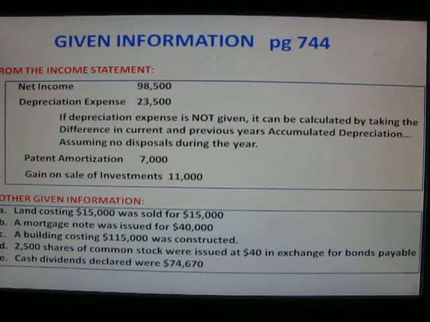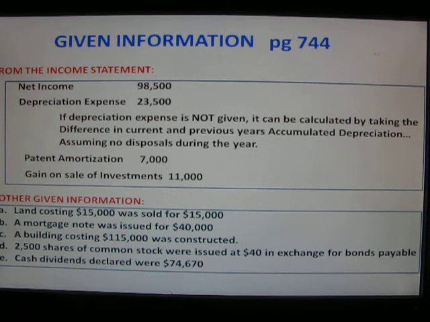Then search the income statement for your depreciation and amortization expense. You should see that there: depreciation of $23,500 and amortization of $7,000. The next thing you need from the income statement are any gains and losses. You'll see a gain on sale of investments for $11,000. So those are all items you'll need.